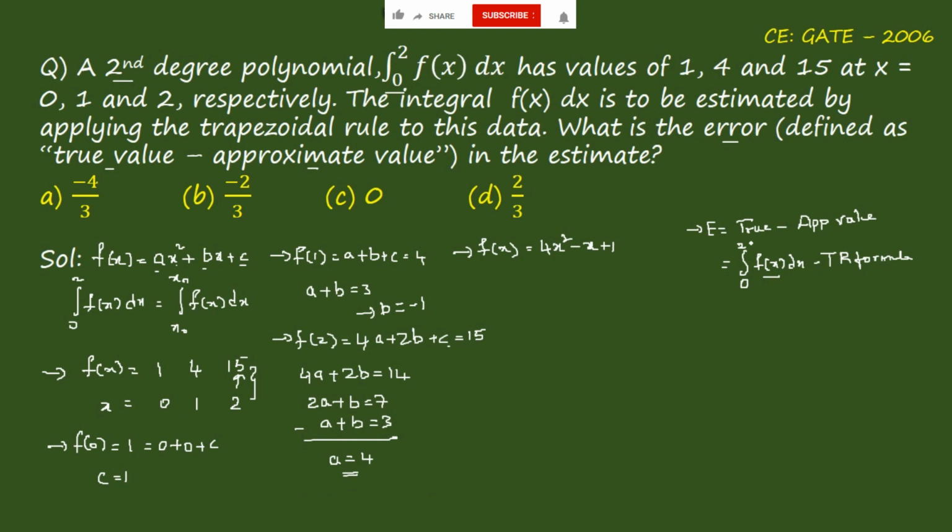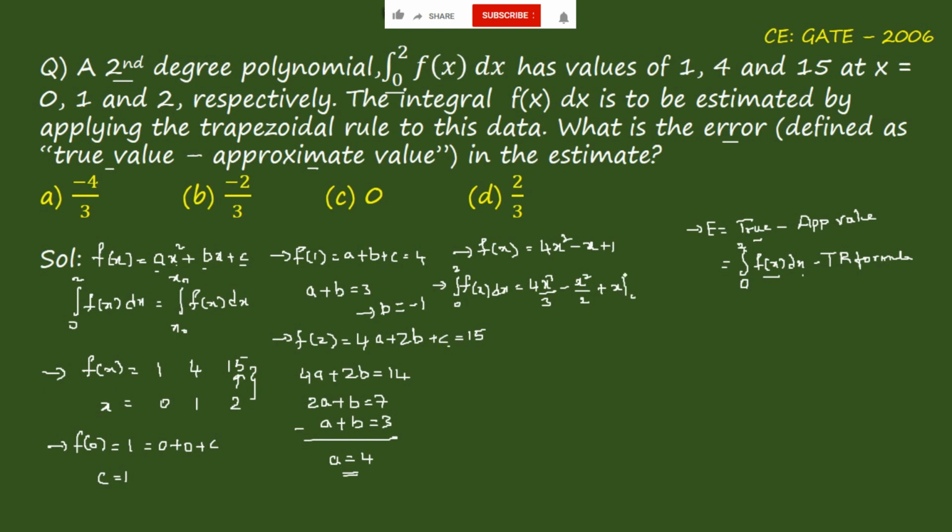Now we will find the true value. It is nothing but integrating from 0 to 2 of f(x) dx. We know f(x) is 4x square minus x plus 1. So the integration from 0 to 2 of f(x) dx is equal to 4x cubed by 3 minus x square by 2 plus x.